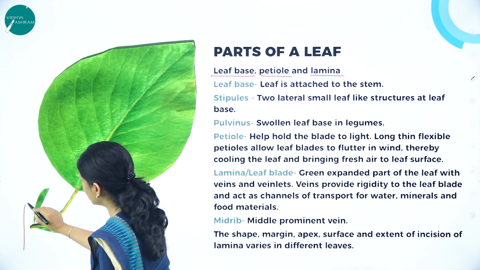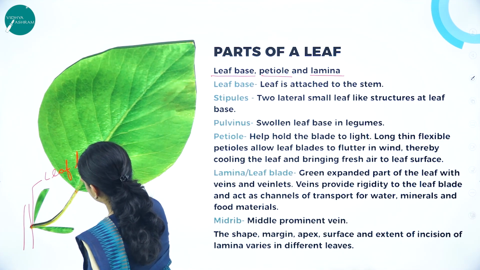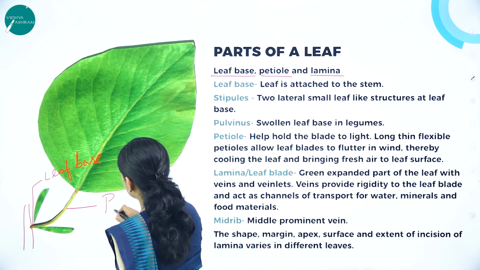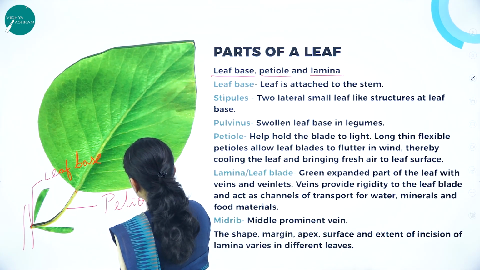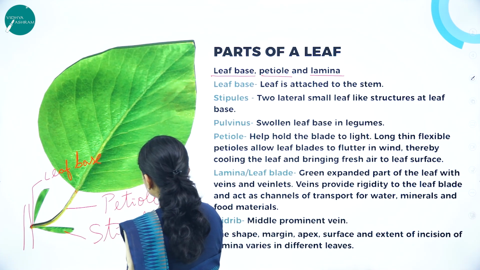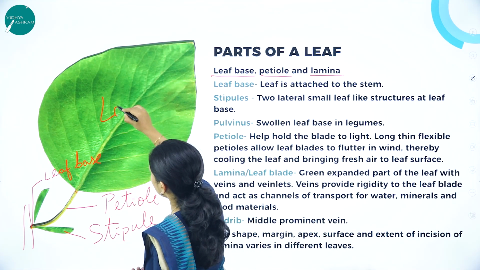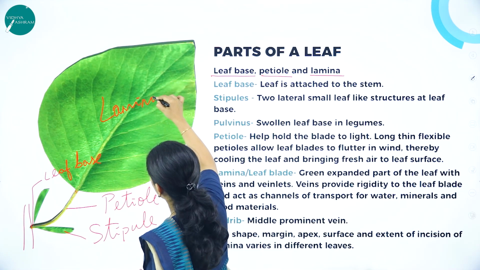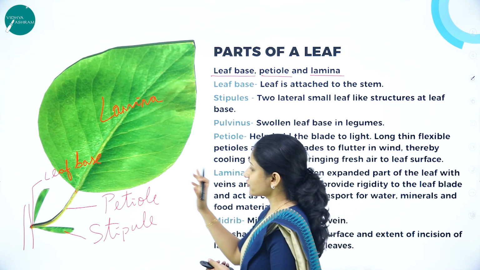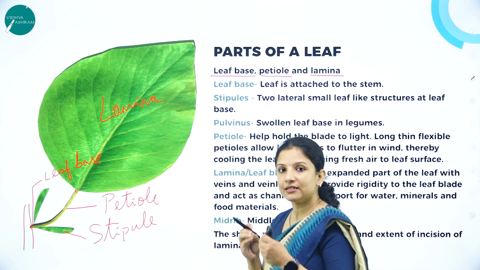So, say for example, here the stem is there. This will form the leaf base. So, it has the leaf base, then it has the petiole. This is the stipule. So, it has the petiole, it has the stipule. Then the entire leaf is called the lamina. It has the lamina. So, talking about the leaf base, the leaf is attached to the stem. The region where the leaf is attached to the stem is called the leaf base.